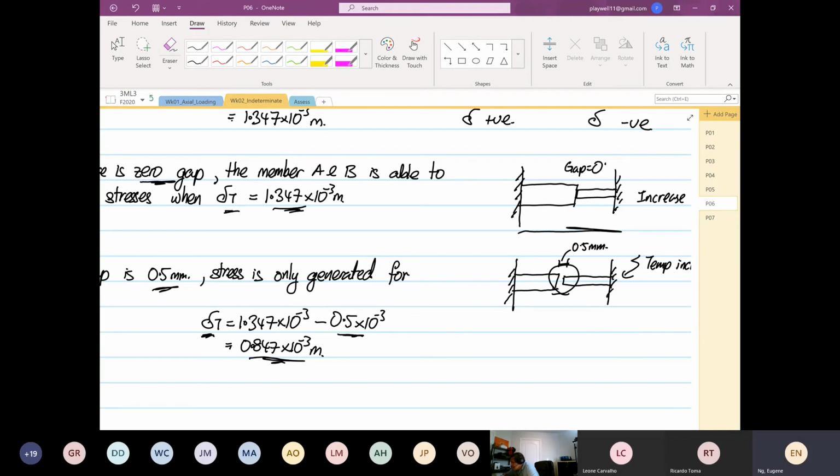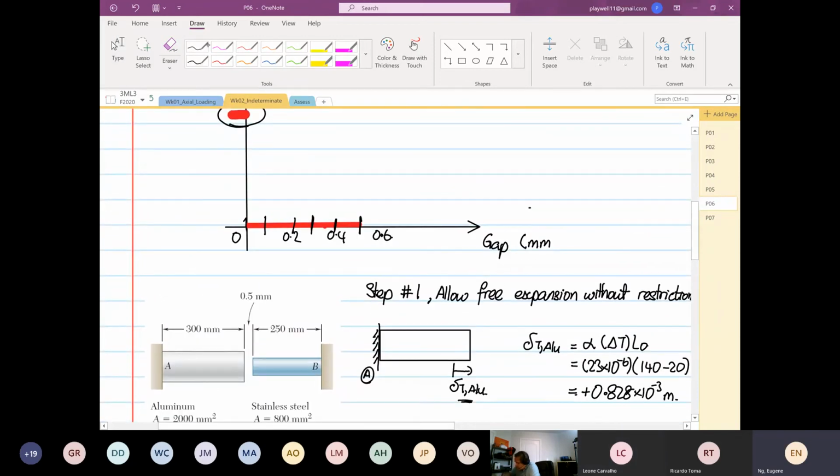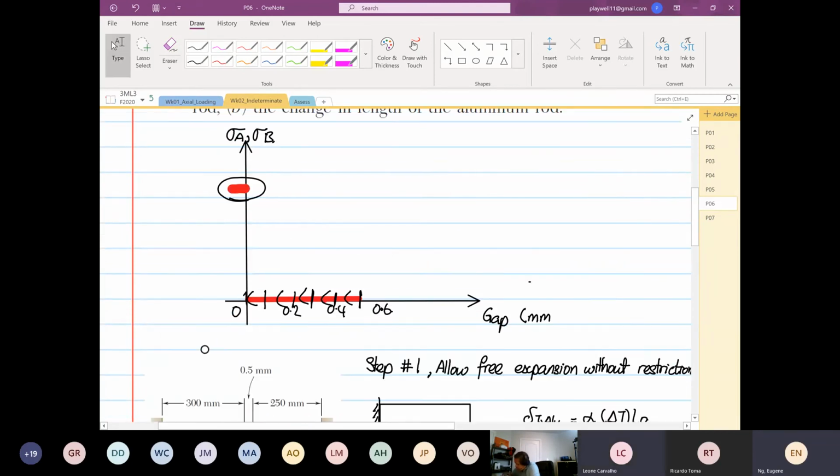Are we okay or still not very clear yet? That's why I wrote down here, that's why I draw this graph. No stress, no stress, no stress. So over here, the gap is getting smaller, smaller, smaller. Once the gap reaches 0, then you get a stress. Anyone, any question? I will dwell on this. If you have a question, please ask me, please.